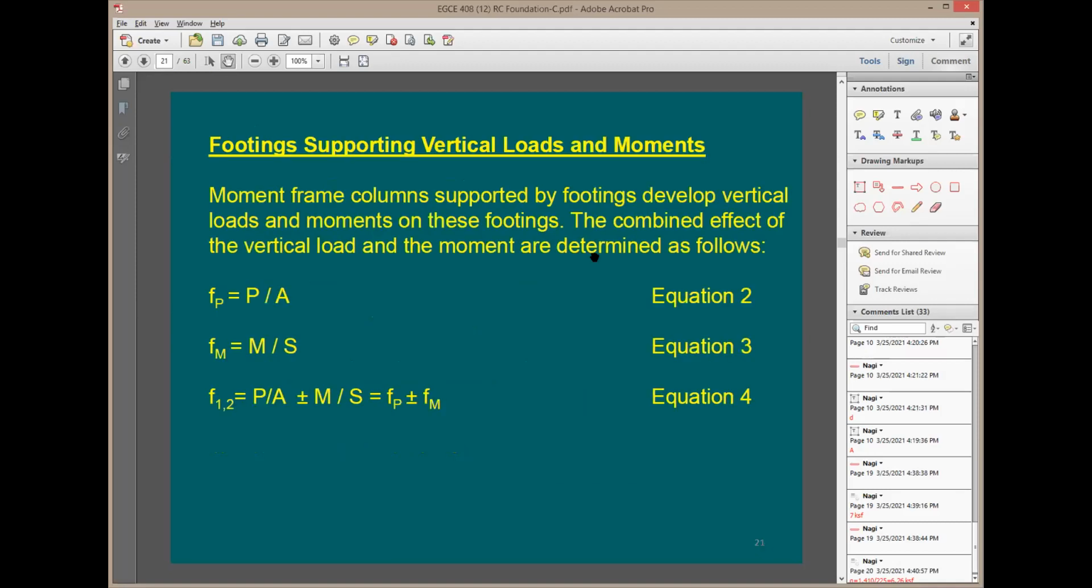Now I have some footings that support vertical load and moment. You can ask, which footings? I'm going to take you back here to our pictures to tell you which footings would be supporting just vertical load, and which footings would be supporting vertical load and some moment.